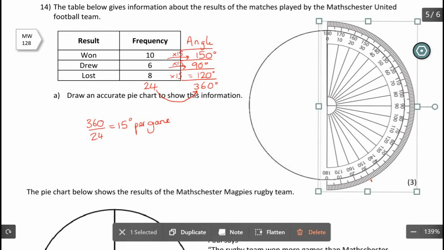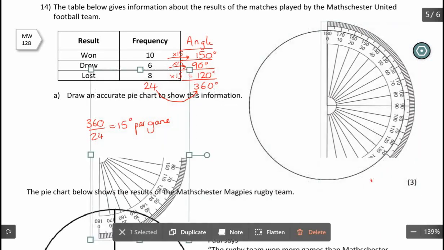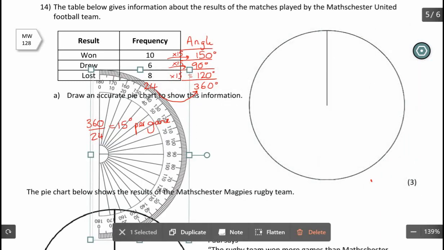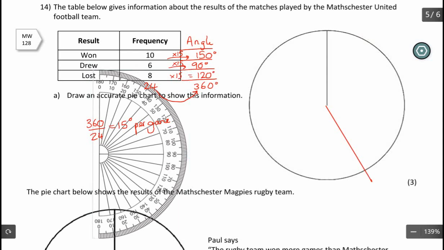And then I'm going to move the protractor out of the way, which is not easy on this, and I'm going to draw a line from the center to that mark. It doesn't really matter if you go outside your pie chart. Okay, not perfect on this, but you get the idea. I'm going to label that straight away, so don't forget that that is the win section.